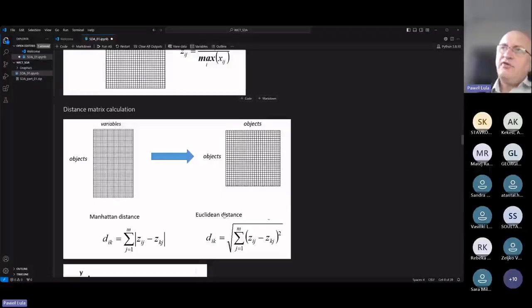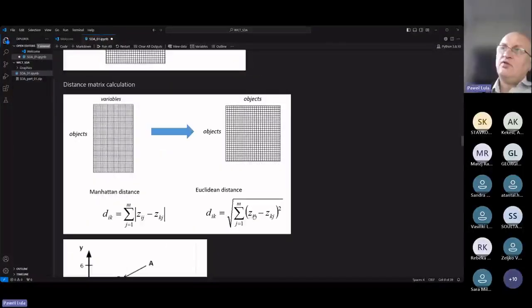Here we see a formula for calculating Euclidean distance between two objects. It means between two rows from this dataset, between two vectors which we have in two rows in our data frame. This formula calculates a distance between two vectors, which we have in two rows of our data table.